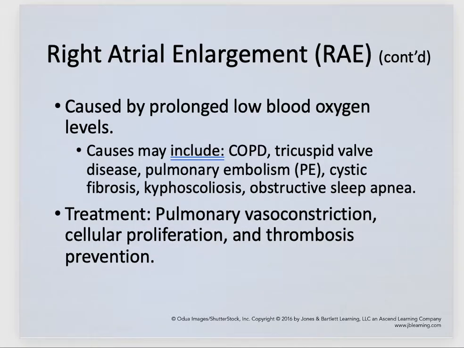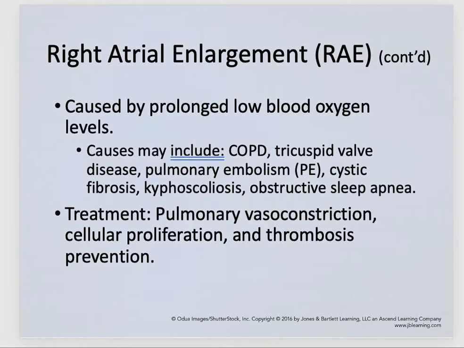So here I want to talk about right atrial enlargement. When that right atrium gets bigger, right? The cells, the thickness, the chamber itself is bigger. We see this happening when there are, over time, prolonged periods with low blood oxygen levels. You can see this with patients with pulmonary disease, COPD, valve problems, tricuspid valves, pulmonary embolism, cystic fibrosis, which is something you're born with, kyphoscoliosis, obstructive sleep apnea, many different underlying reasons why there are low oxygen levels.